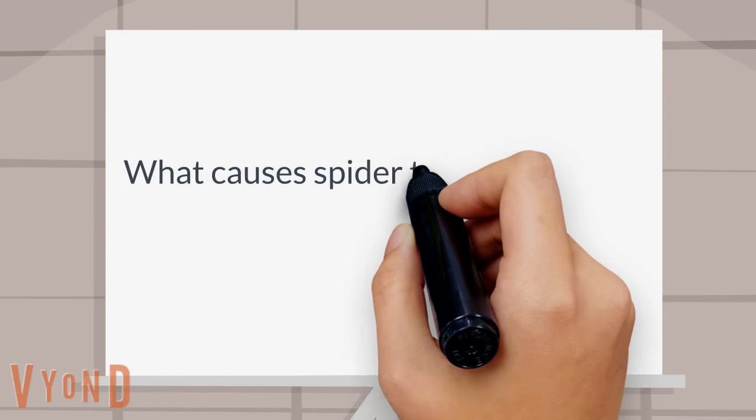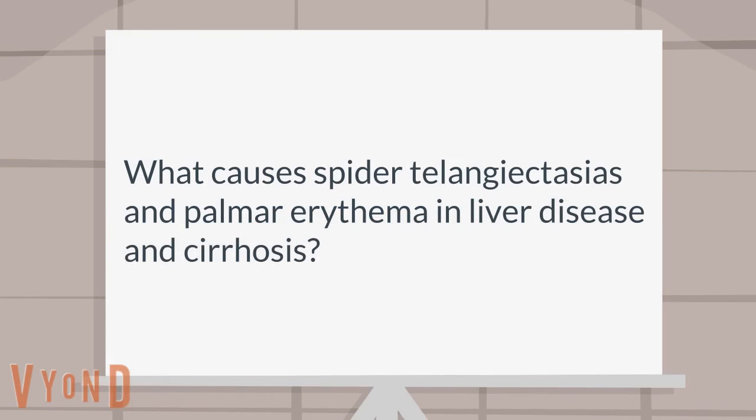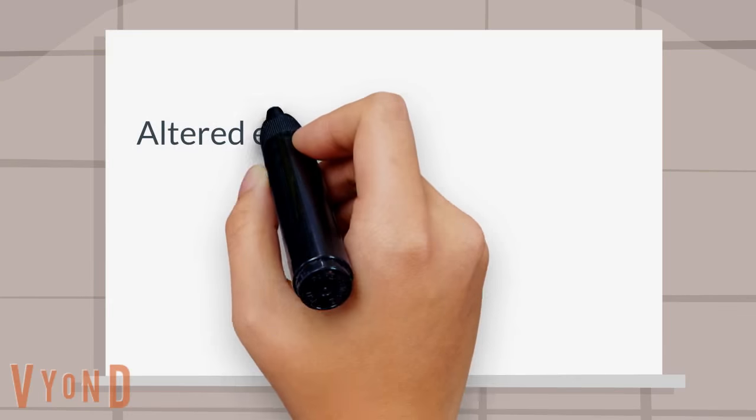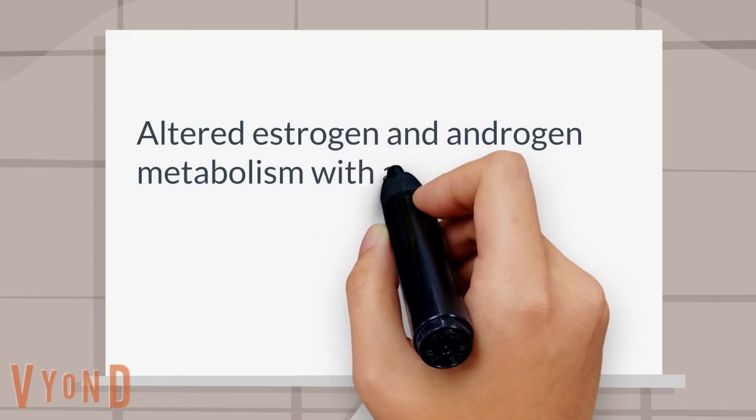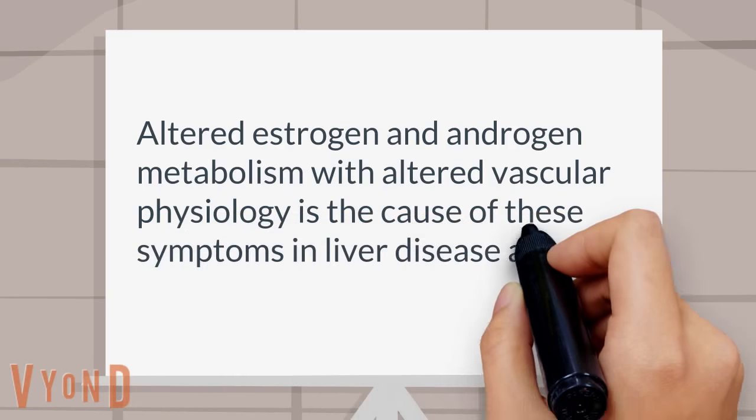What causes spider telangiectasis and palmar erythema in liver disease and cirrhosis? Altered estrogen and androgen metabolism with altered vascular physiology is the cause of these symptoms in liver disease and cirrhosis.